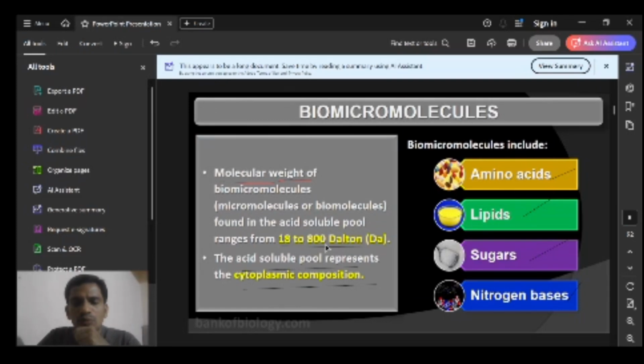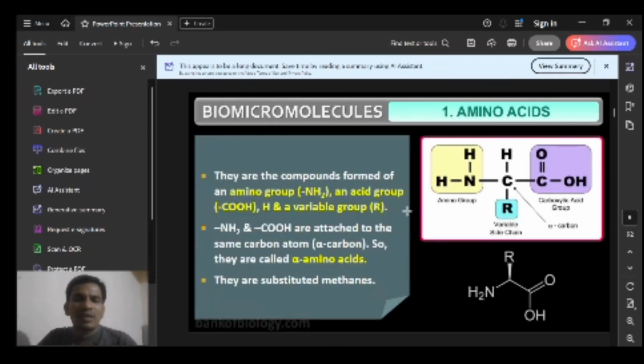An amino acid should have a variable group, the R group, an amino group and a carboxyl group on the carbon. They are compounds formed of an amino group, that is NH2, and an acid group, that is COOH. And it should have a hydrogen, and the variable group is R.